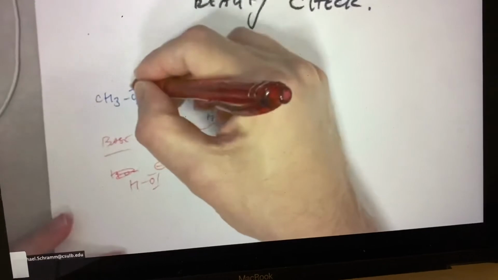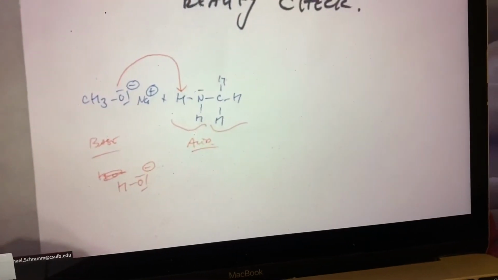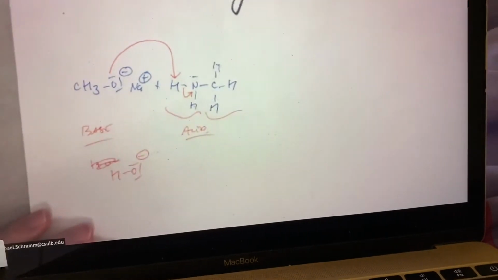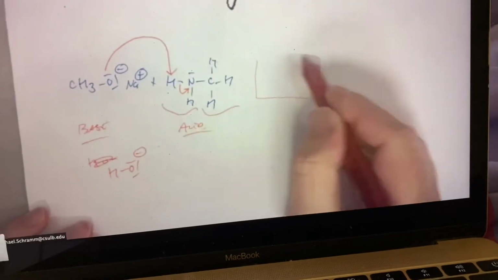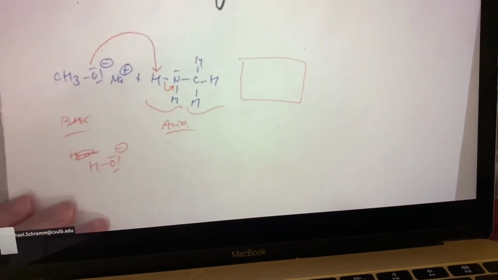The arrow pushing exercise starts from the base and goes to the acidic proton. This will be the formation of the new bond. Hydrogen doesn't want two bonds. The bond between it and nitrogen breaks. Then we have some equilibrium. We'll leave this blank right here for now, but we have to draw the resulting conjugate acids and conjugate bases.